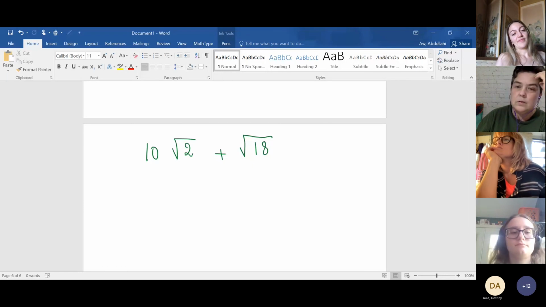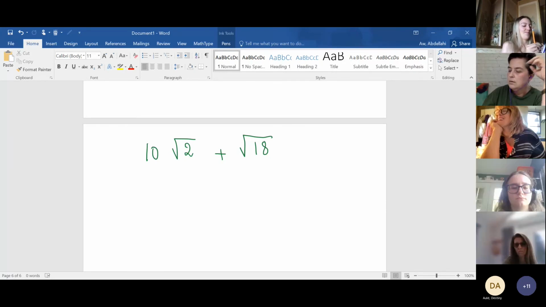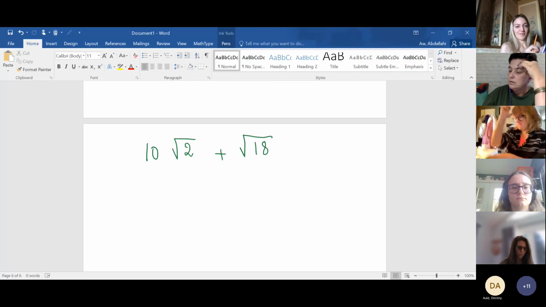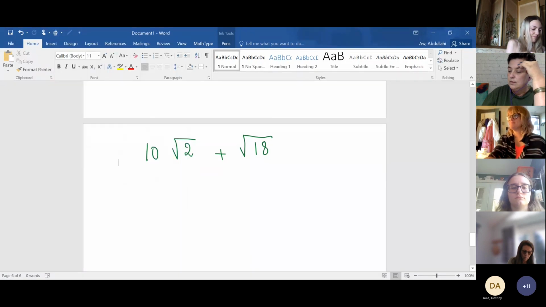The two radicals, are they like radicals yet? Not yet. But what's going to happen? We're going to try to make them like radicals. And that is the case you're going to see on the test. At first sight, they are not like radicals. But we're going to try to make them like radicals by simplifying some of them, right? Here, 18 can be simplified as what?